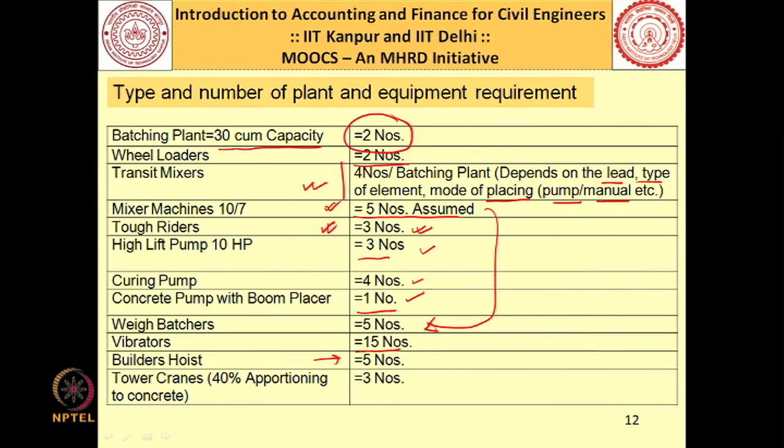Builder's hoist 5 numbers, and I am also assuming 3 tower cranes. Of course, only 40% of the cost will be apportioned to the concreting items. So, these are the ways in which you calculate what type of equipment you need and how many numbers you need. Now comes the costing part.